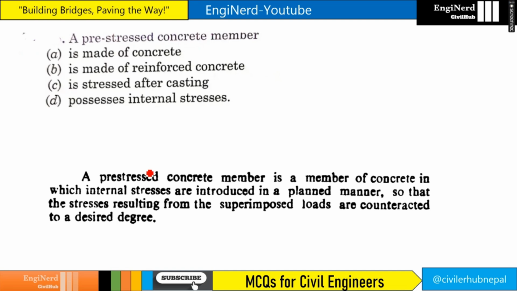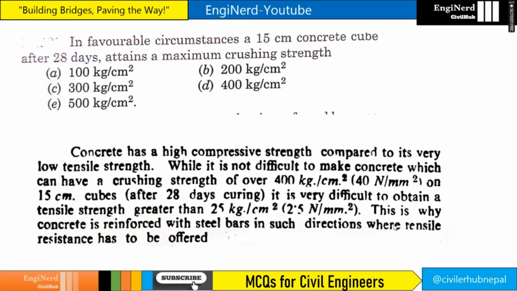Next, a pre-stressed concrete member: option A is made of concrete, option B is made of reinforced concrete, C is stressed after casting, and D is possesses internal stresses. So pre-stressed concrete possesses what? Internal stresses. A pre-stressed concrete member is a member of concrete in which internal stresses are introduced in a planned manner so that the stresses resulting from the superimposed loads are counteracted to a desired degree.